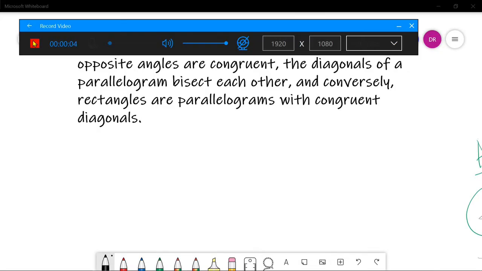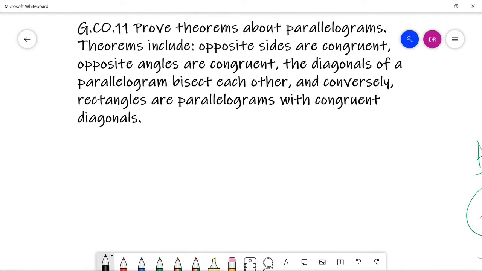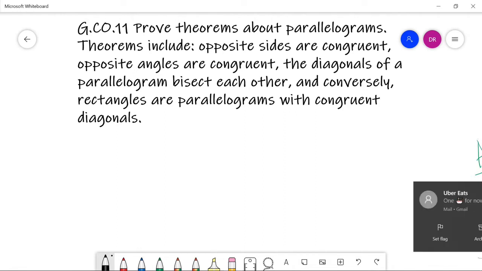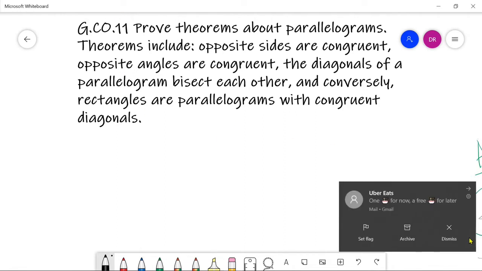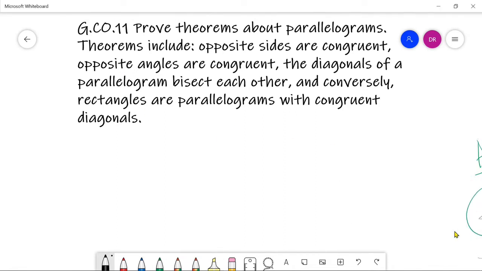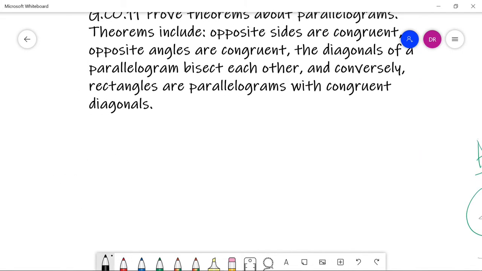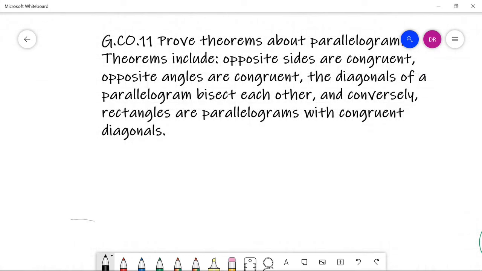In this video, I will be proving theorems about parallelograms, okay? So let's begin. Okay, so number one. We're trying to prove that opposite sides are congruent. So let's say you have this parallelogram. Pretend that's a parallelogram, okay?